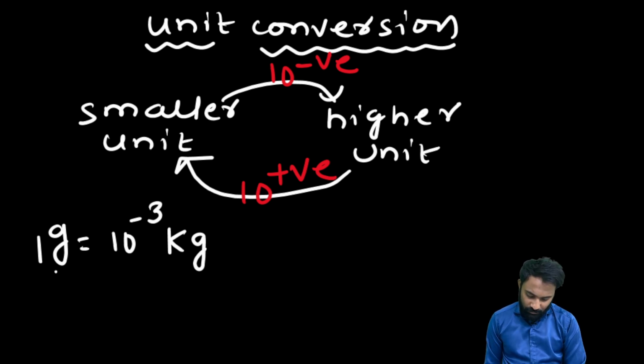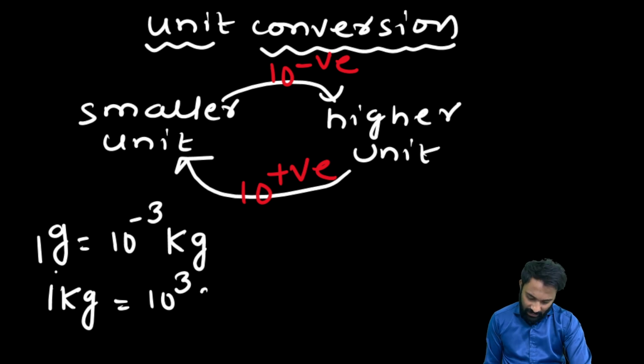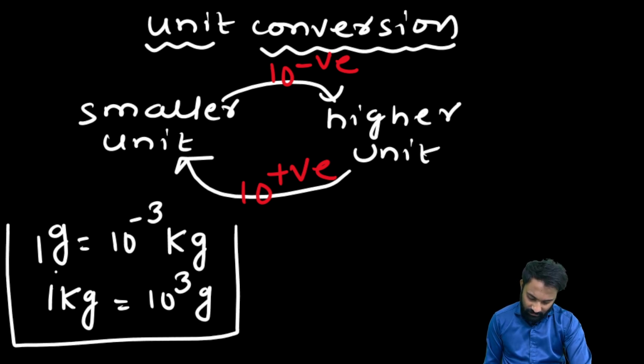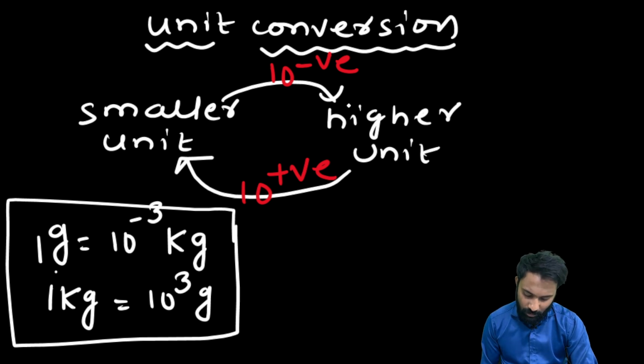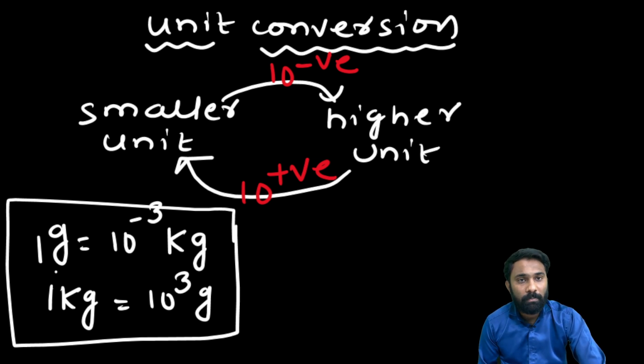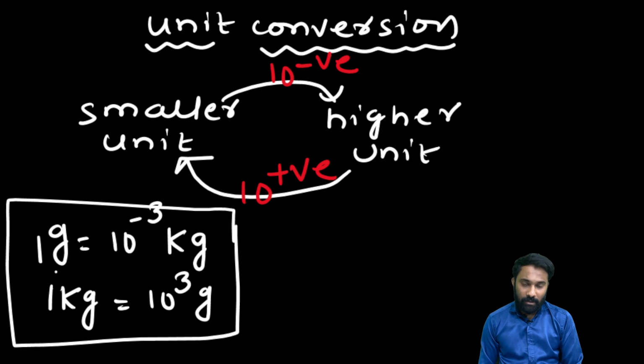From the smaller unit, when you are going to the higher unit, it is 10 to the power minus 3. Now from the higher unit to the smaller unit, 1 kg will be equal to 10 to the power 3 grams, right? Clear? In that manner we have to see. If you are going from the smaller unit to the higher unit, it will be 10 to the power minus. If you are coming from the higher unit to the smaller unit, it will be 10 to the power plus. Clear?